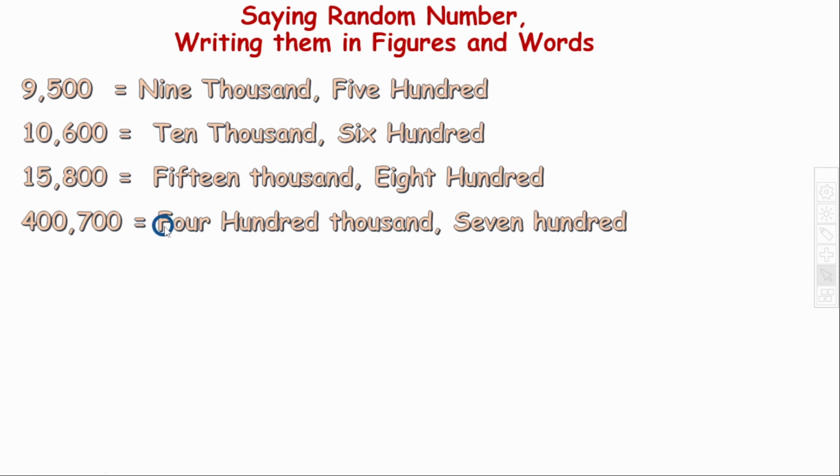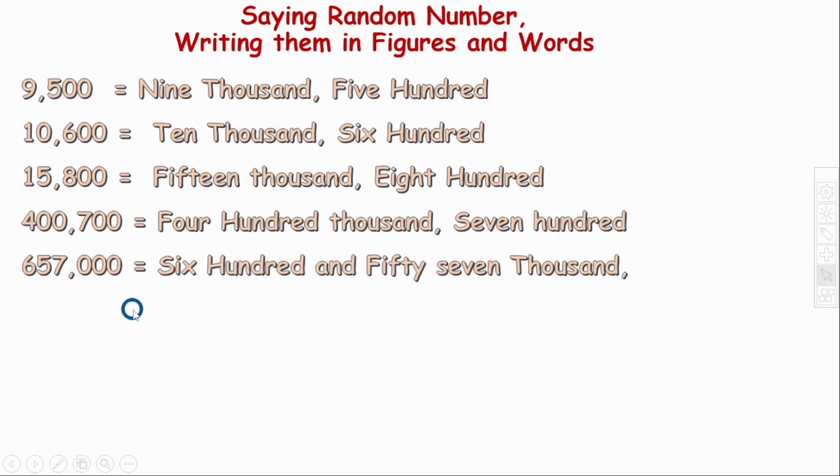Now, how do we spell it? F-O-U-R, that's 400: H-U-N-D-R-E-D. THOUSAND, because 3 zeros are here initially for 400,000. T-H-O-U-S-A-N-D. 400,000, comma 700: S-E-V-E-N H-U-N-D-R-E-D. 400,700. Now let's try the next question.